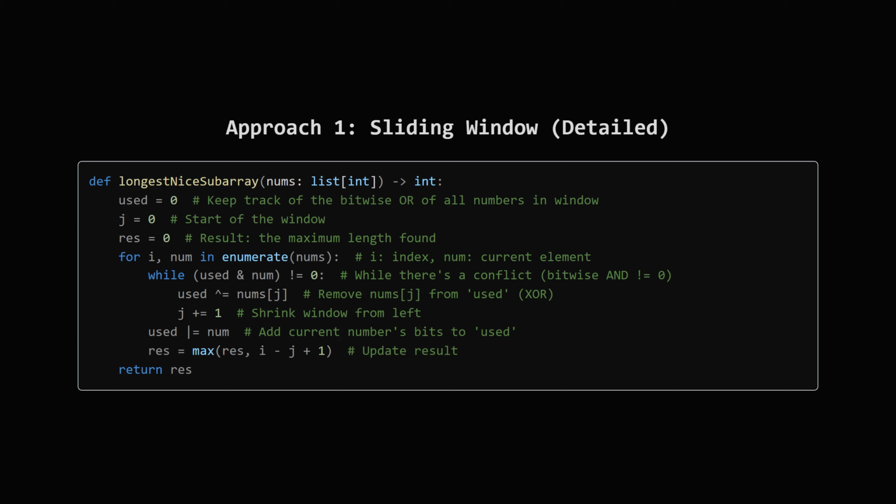The while loop continues as long as there's a bit conflict. Once the conflict is resolved, the while condition is false. Used OR equals num adds the bits of the current number num to used. Finally, res equals max of res and i minus j plus 1 updates res with the maximum length seen so far. We calculate the current window length as i minus j plus 1. After checking all possible subarrays, we return the final res.